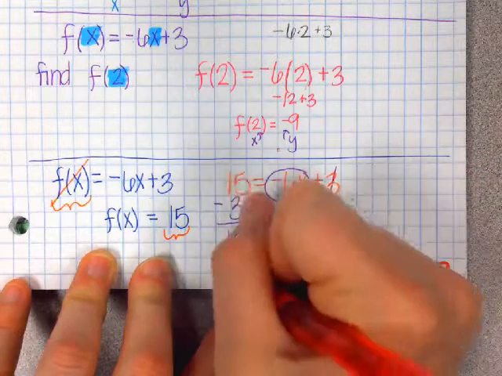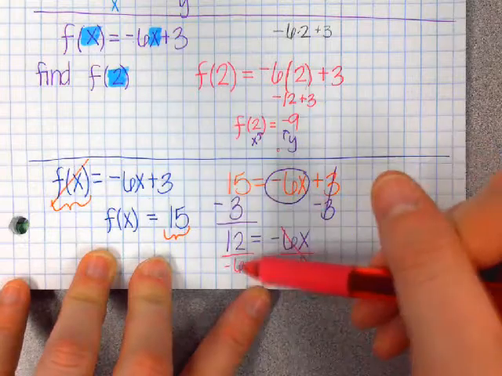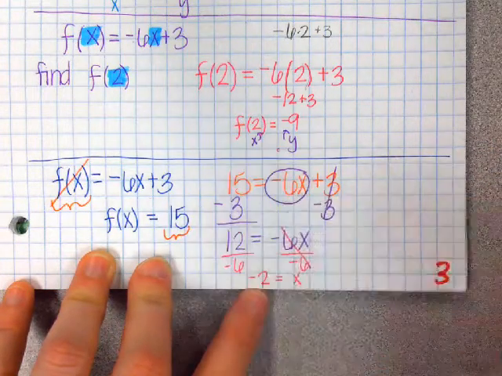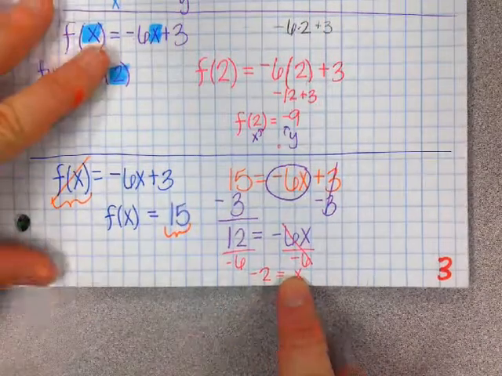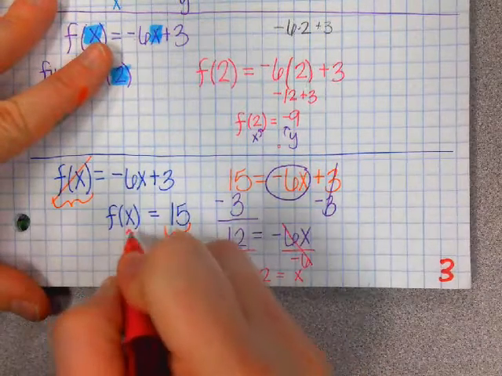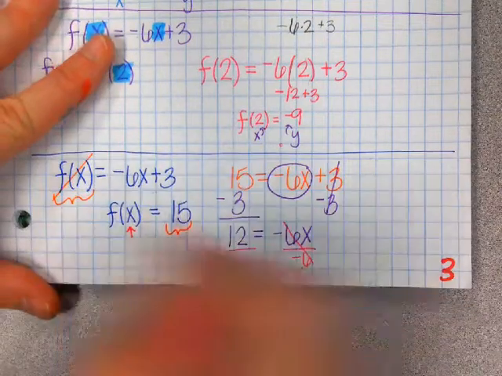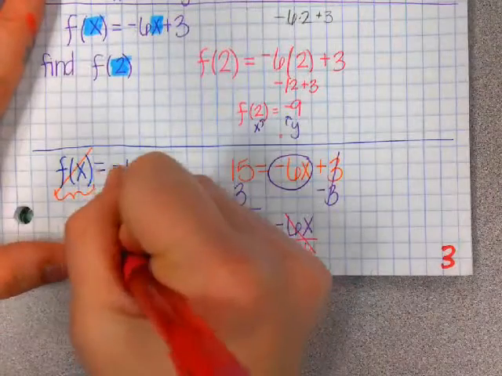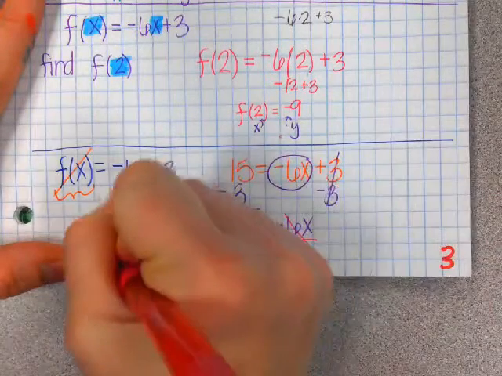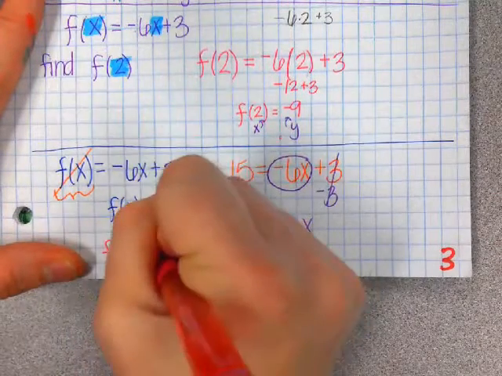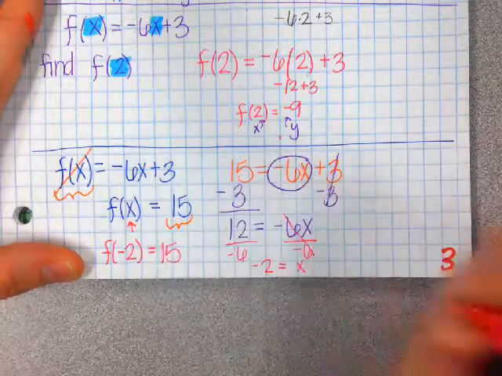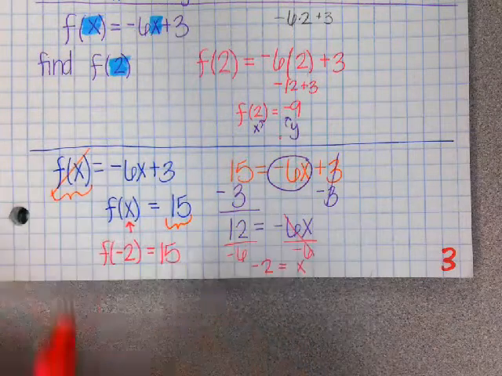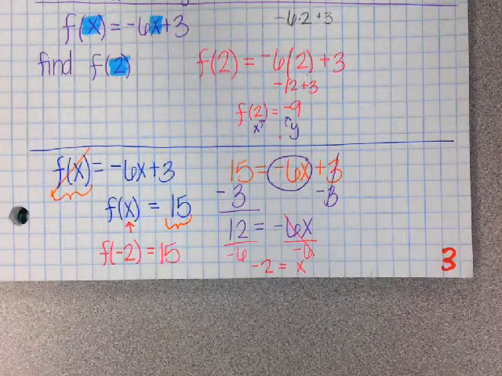Okay, divide by negative 6, so x equals 12 divided by negative 6. A positive divided by a negative is a negative. 12 divided by 6 is 2. So x equals negative 2. So now I'm going to plug negative 2 in there, because again we have to write it as this since it's function notation. So I would say f of negative 2 equals 15. And that is your answer.